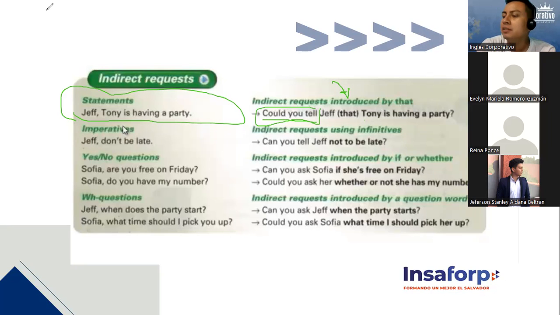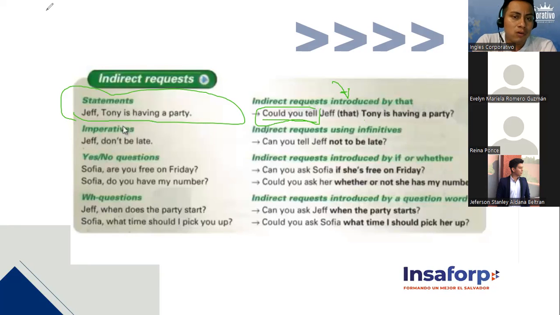Could you tell, like, Reina, Evelyn, Jose? And then you can say the statement. That's it. Nothing to be, let's say, added or removed. So basically that's a formula. Indirectly, right? You're not saying it to the person, okay?